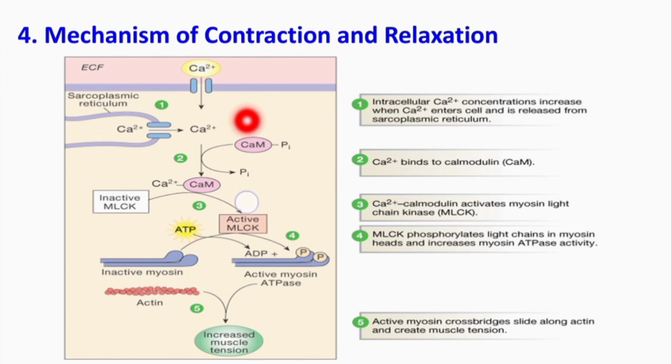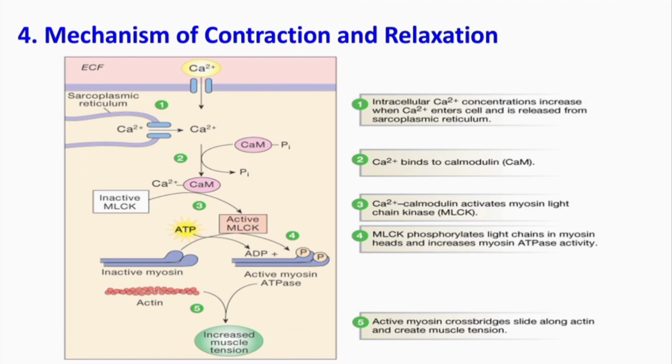Now, once the calcium is inside the cell, it binds to a protein called calmodulin, CAM, which causes activation of calmodulin-dependent myosin light chain kinase, MLCK, the myosin light chain kinase enzyme. This kinase enzyme causes phosphorylation of the myosin head, as you can see here, and as a result of this phosphorylation, there is increased ATPase activity of the myosin head.